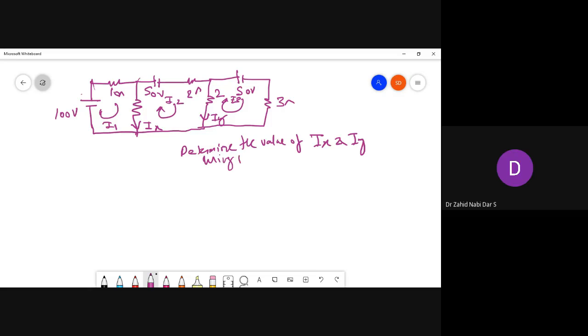So this is the question. Yeah, tell me. Sir, in the first loop, the resistance value is not mentioned. 5 ohms. Okay, 5 ohms. So 5 ohms, 10 ohms, 5 ohms, 2 ohms, 2 ohms, 3 ohms. So you do this question.